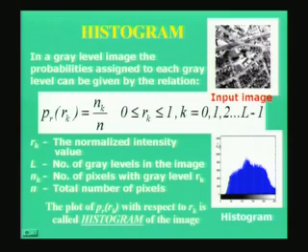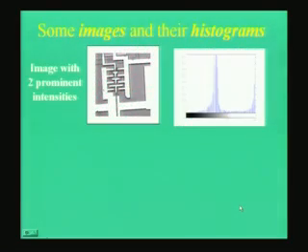So, in this case, of course, I must inform you that we are plotting NK versus RK, the unnormalized range, but you can easily transform this to a normalized value. So, that is the histogram. Okay. So, let us look at some more examples of images and their histograms.